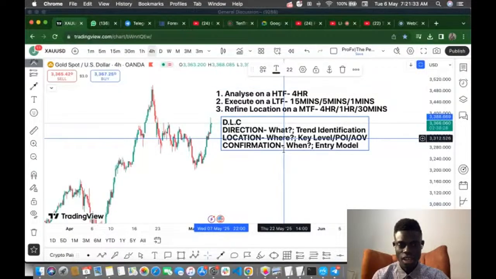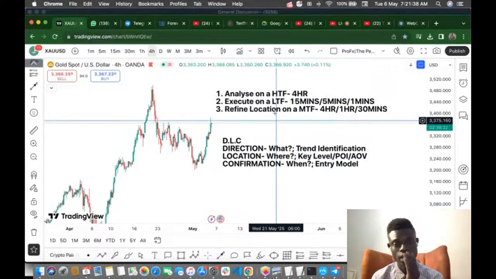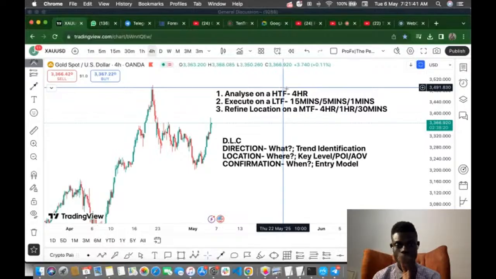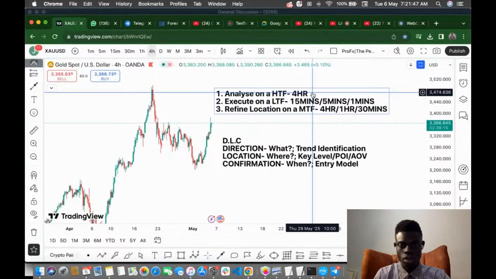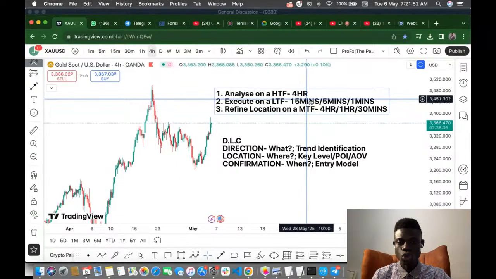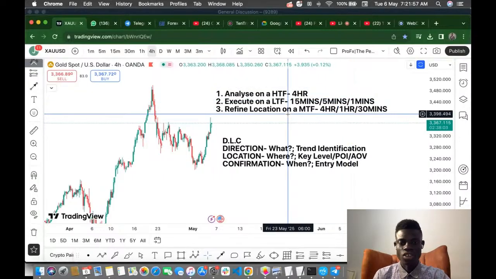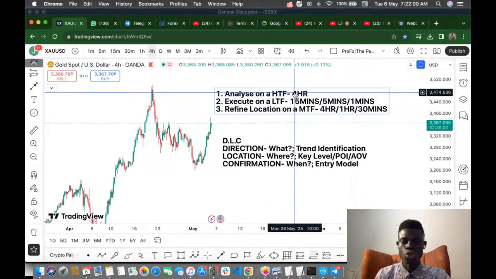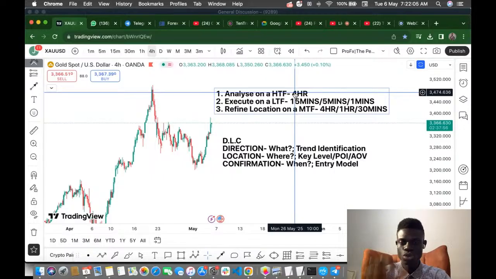It's clear, type clear. It's making sense, type making sense. Because time frame is very important. Analysis is on 4 hours. Execution is on 15 minutes. If you want to refine your execution, you go to 5 minutes, 1 minute. For location, after doing your direction on 4 hours, you might still use that same 4 hours to mark your location, point of interest, key levels, order block. Or you come down to 1 hour or 30 minutes to mark your location.